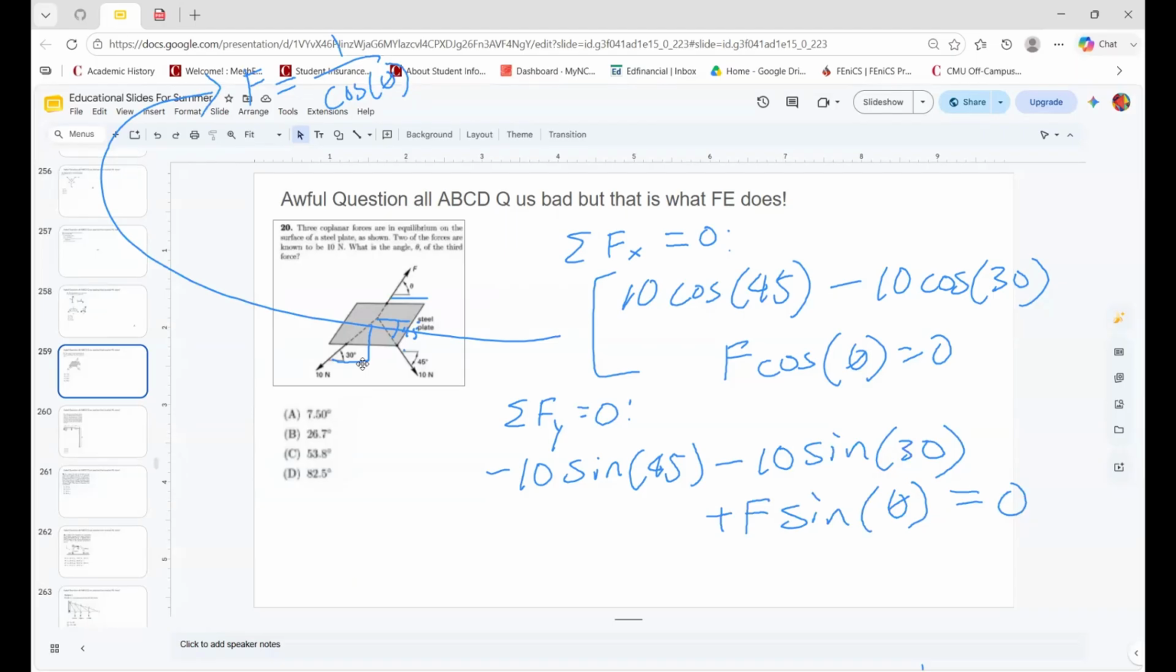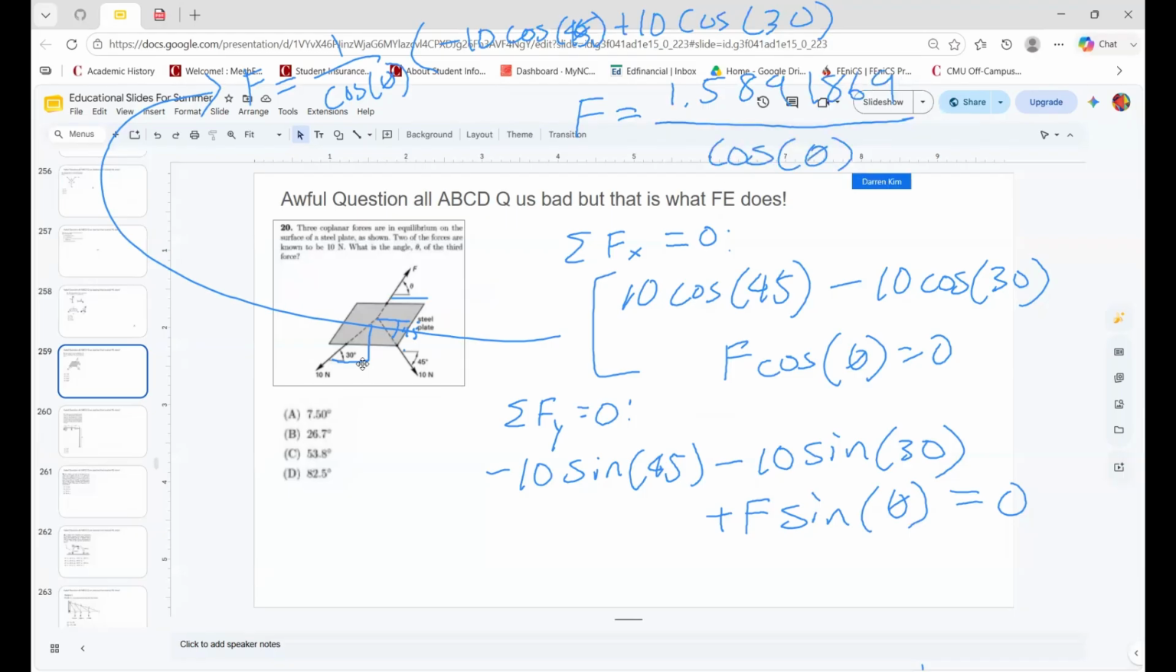I genuinely think this is going to be the easiest way. So I'm just going to plug this into the calculator and negate this. It's going to be negative 10 cosine 45 plus 10 cosine 30. Enter. I got 1.5891869, so F equals 1.5891869 divided by cosine theta. So that's one way to do it.